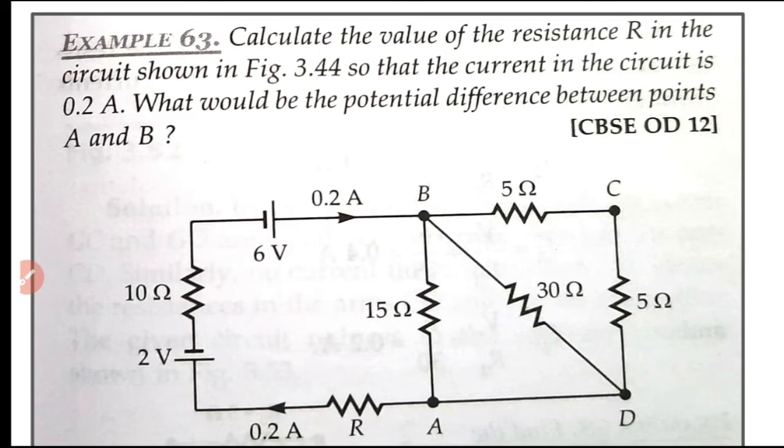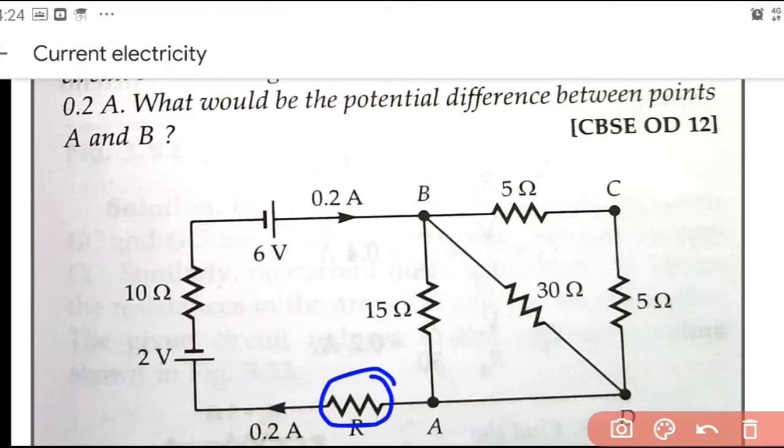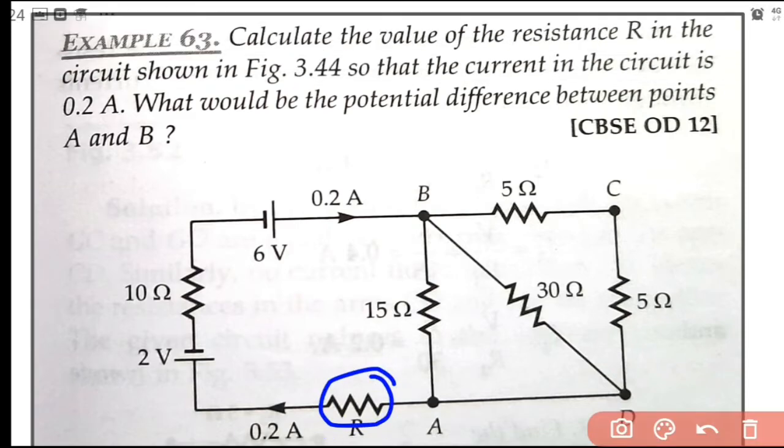In the circuit shown, the resistance R comes here, so that the current in the circuit is 0.2 ampere. Current in the circuit is 0.2 ampere. And what would be the potential difference between the points A and B? So you are asked to find two things, that is the value of the unknown resistance, and what potential difference between the points A and B.